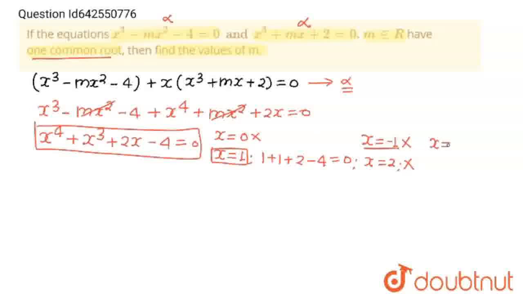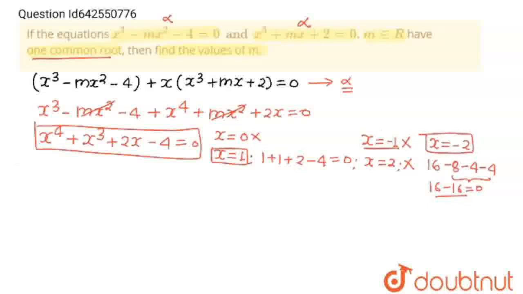Now I'm going to put x equals minus 2. At x equals minus 2, this will become 16. Minus 2 cube is minus 8. 2 into minus 2 is minus 4. And this is minus 4. 8 plus 4 plus 4 is 16. There is a minus sign. So 16 minus 16 is equals to 0. So we have found two roots.